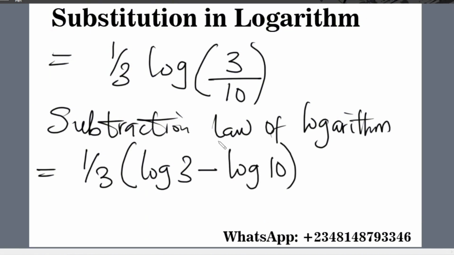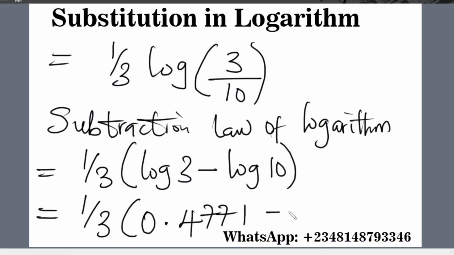In order to have a better understanding of the laws of logarithm, simply watch our video on the introduction to logarithm. So if we continue, we would have 1 over 3 (log 3, which was given in the question. So we substitute the value. We have here 0.4771 minus log 10, which is 1. Log 10 is 1. We treated this in our first video on the introduction to logarithm.